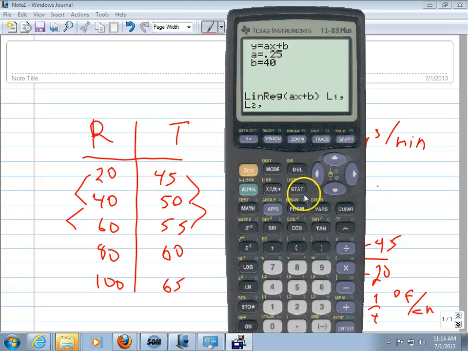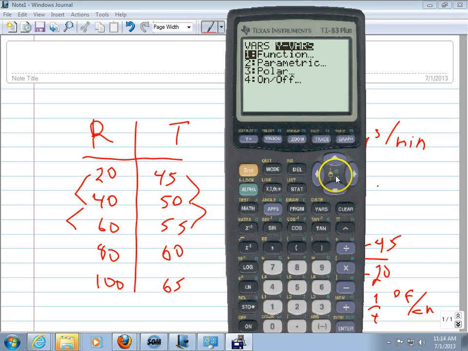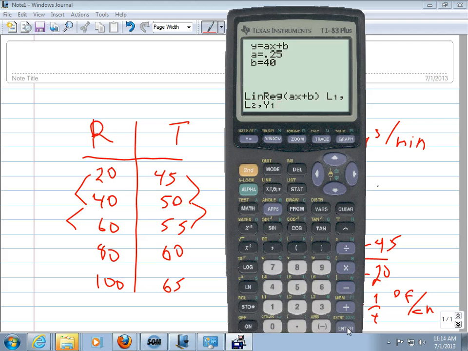Okay. So what do I want it? I want it in y1. Do you know how to get y1? Do you see the vars key? Are you following with me? Vars key. Go to the right. Y vars. Go to 1 function. Hit enter. Hit 1, and y1. What does that do? When you hit enter, you get the same stuff. But when you go to y equals, it's there. You didn't have to type it. And when you go to graph, it graphs the line. And it looks like a pretty good match.